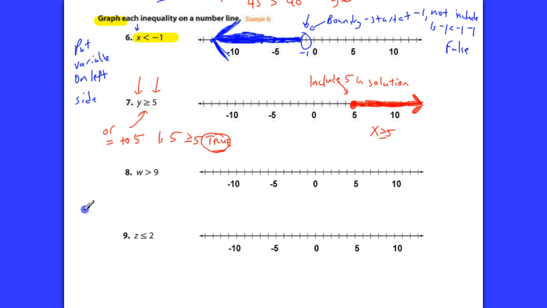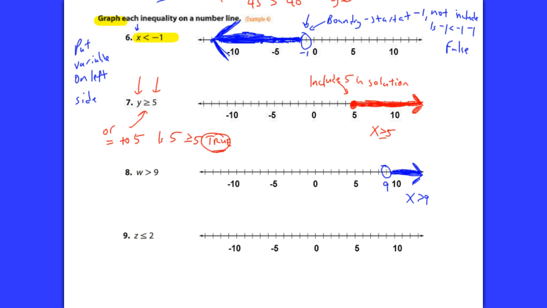Okay, let's do number 8 and 9 real quick, and then we'll be done. Switch back to another color here. W is greater than 9. Okay, so we go to 9. Since that does not equal 9, we do an open circle. We'll go a little faster now. There's 9 right there. We do an open circle on 9. All numbers greater than. So where would numbers greater than 9 be? They would be these numbers over here. Okay, so that is w is greater than 9.